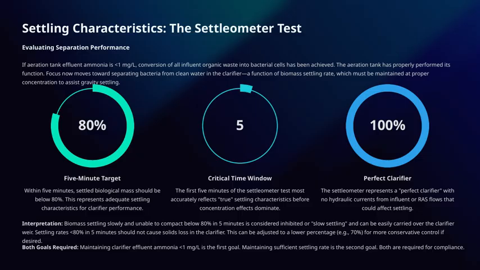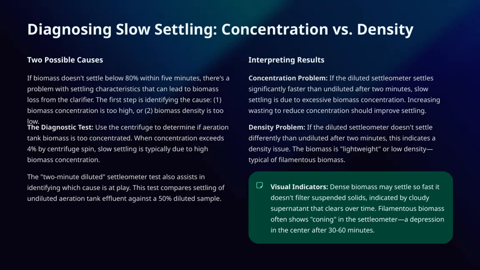Finally, both goals are essential. First, maintaining the effluent ammonia below 1 milligram per liter, and second, ensuring the biomass settles at an adequate rate. Both are necessary to achieve compliance and ensure our process runs smoothly. Let's talk about diagnosing slow settling in the clarifier, specifically focusing on concentration versus density.